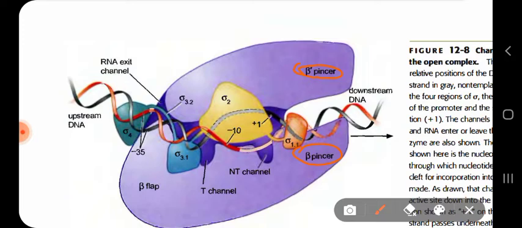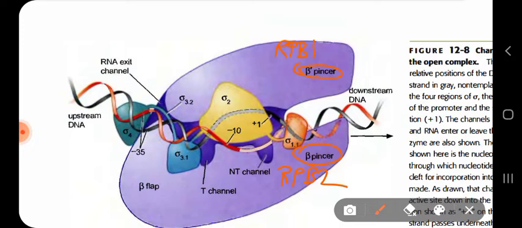Okay, so the beta and the beta dash subunit are analogous with the RPB1 and RPB2. So in case of eukaryotic RNA polymerase 2, it will be RPB1, RPB2. I'm writing in Roman number. It is not in Roman, it is given in normal numerical number, RPB1 and RPB2.